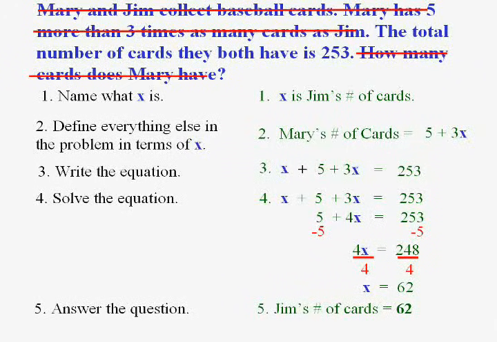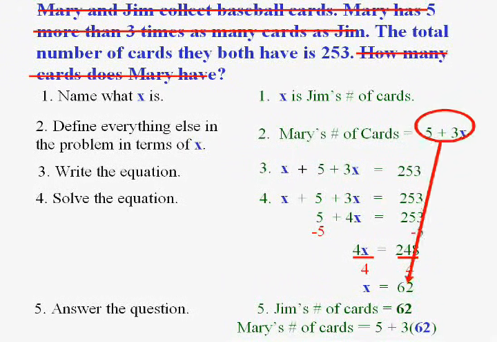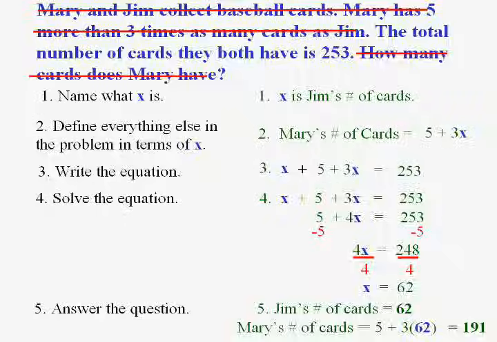They didn't want to know that. They want to know Mary's cards. So we're going to have to use what we wrote down in step 2 and say 5 plus 3 times x, or 5 plus 3 times 62, and get the answer. Now you've got the answer to the question, how many cards does Mary have? 191.